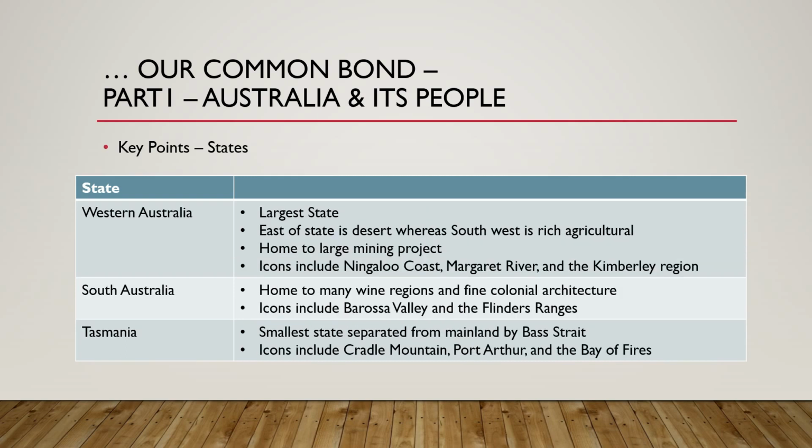Western Australia is the largest state. East of the state is desert, whereas the southwest is rich agriculture and it is home to large mining projects. Some of the icons include Ningaloo Coast, Margaret River and the Kimberley region. South Australia is home to many wine regions and fine colonial architecture. Icons include Barossa Valley and the Flinders Ranges. Tasmania is the smallest state, separated from the mainland. Main icons include Cradle Mountain, Port Arthur and the Bay of Fires.